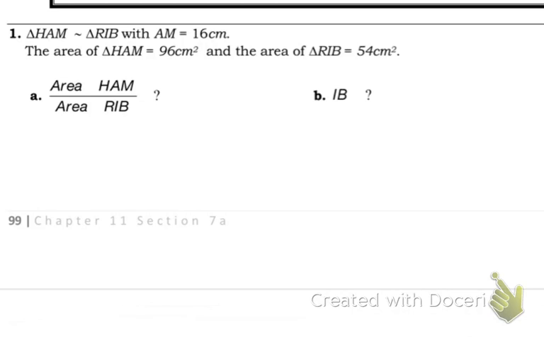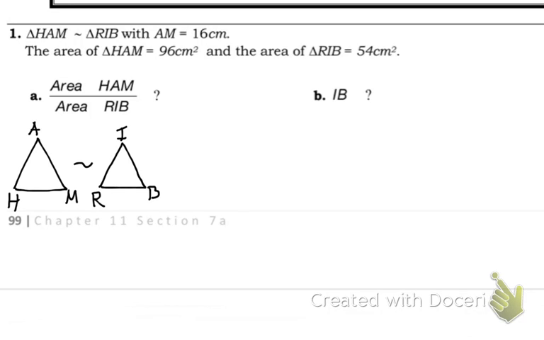I'm going to draw my triangles really quick. Doesn't matter how accurate I am. We're just going to call one HAM, and that's similar somehow to RIB. So I'll make RIB a little bit smaller. All right, those two things are similar. So the area of HAM over the area of RIB. Well, I know HAM is 96 square centimeters because they gave me that fact. So we have 96 over RIB is 54.